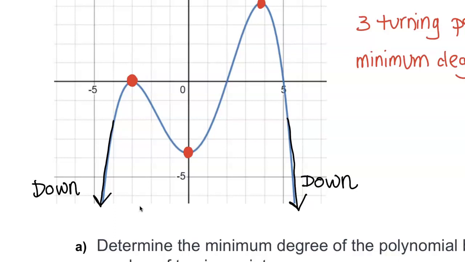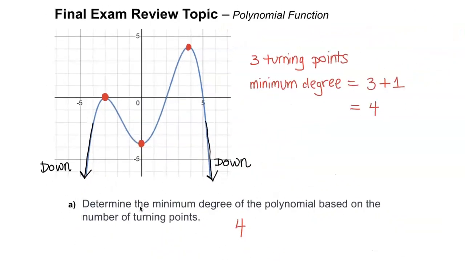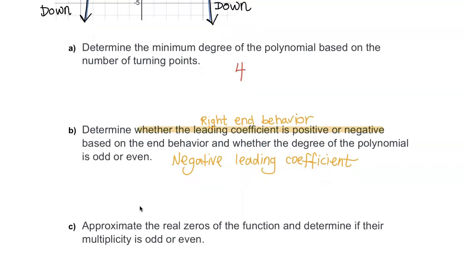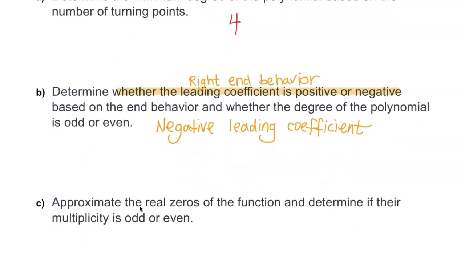So if the left and the right end behaviors are the same, so see we got down and down, right? We are looking at an even degree function. If they are opposite, we would say odd, but when they have the same end behavior, we are looking at an even degree function. So, because the right end and the left end behaviors are the same, this must be an even degree function.